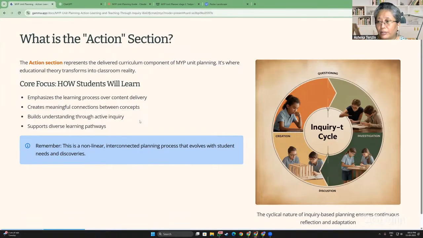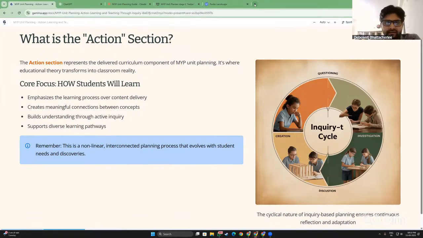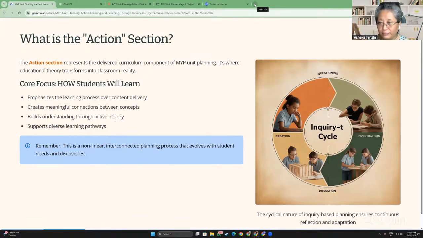Have you heard of it? Yes, yes, I'm following it. I got it from IB Exchange, I am from DP actually. So I found it very interesting. So engage, explore, then extend, explain, evaluate, elaborate. Yes, I found the 5E model.